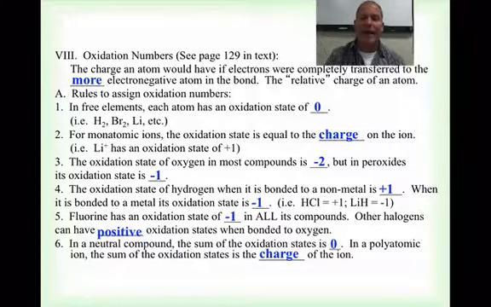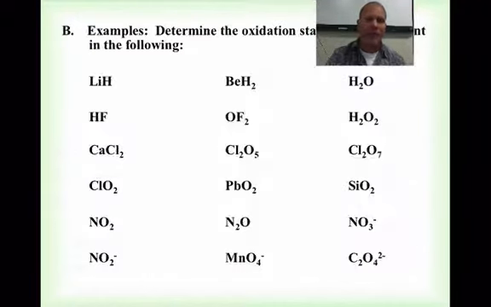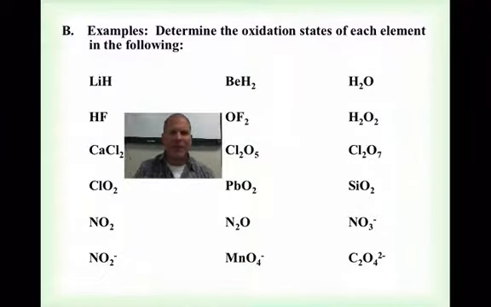In a neutral compound, the sum of the oxidation states must add up to 0. In a polyatomic ion, the sum of the oxidation states must add up to the charge of the actual ion. We'll see that better as we continue on. So we see lithium hydride. We know lithium is a +1, hydride is a -1, and so they come together in a 1-to-1 ratio. +1, -1 add up to 0. Neutral, there's no charge in the compound.